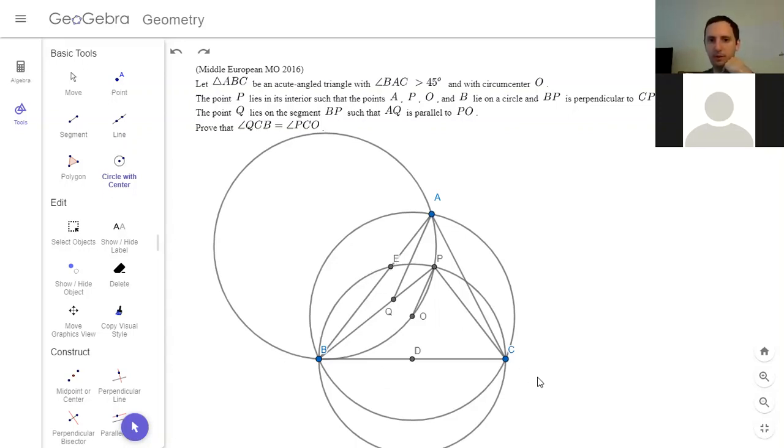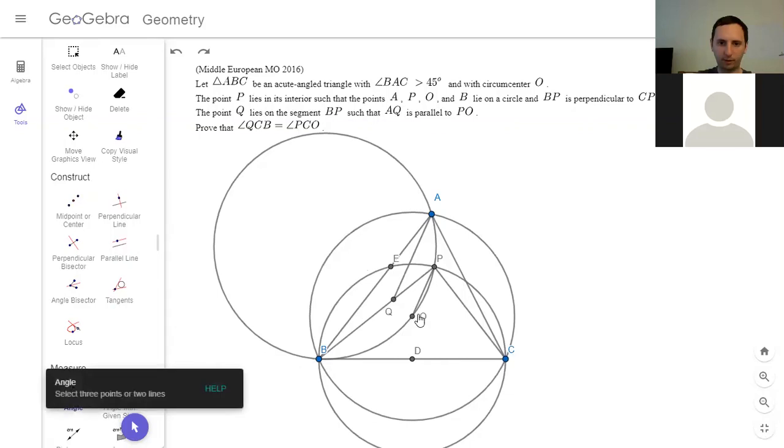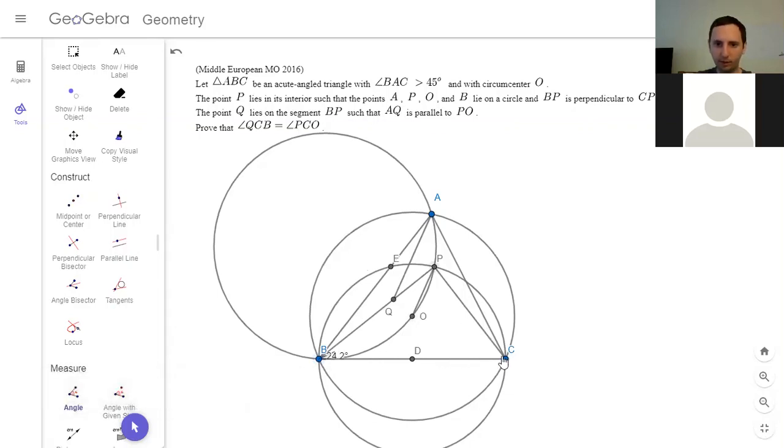So saying that QCB is PCO is the same as saying that OCB is PCQ, right? And OCB is OBC. So we want to show that OBC is PCQ. It's interesting. Is PCO, hold on a sec.